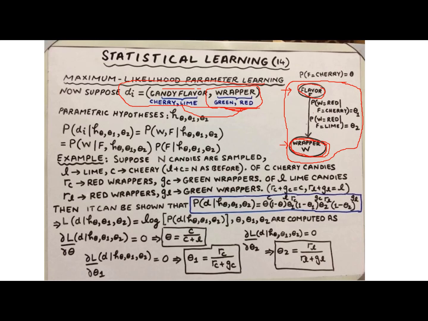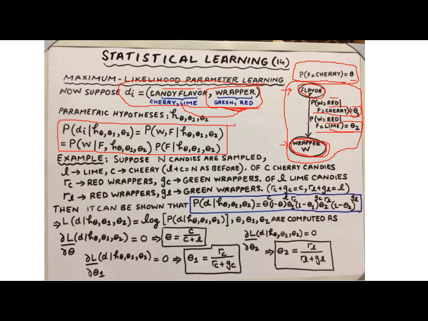And so we are given two probabilities here. The probability that we have a red wrapper for the cherry candy is θ1, and the probability that we have a red wrapper for the lime candy is θ2. So already we have these two parameters in the system that we wish to learn, and the third parameter is the same as before, the probability that the candy has a cherry flavor, that's θ. In this case, we need to apply the techniques of Bayesian networks that we have learned before.